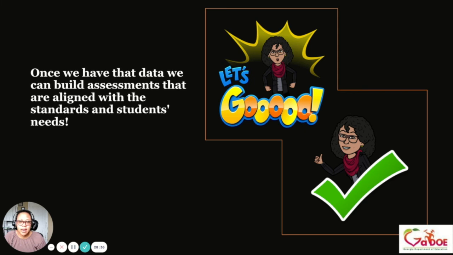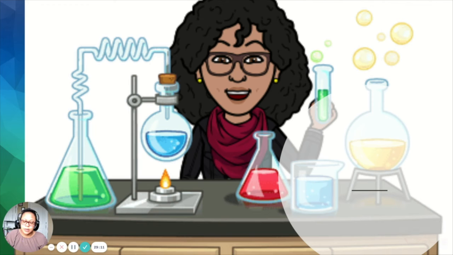Once we have that data, we then are able to build assessments that are aligned with the standards and the students' needs. So it's one thing to align with the standards, but you also have to align with the students' needs. Where are their holes? Where are the gaps? Where do they need more instruction? We use that along with the standards so we know where we need to go, and we also know where we are and how far away we are from that goal. And so that's how we are able to build assessments that get them to their goals.